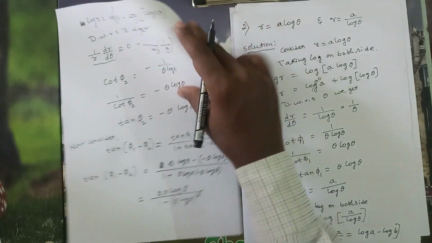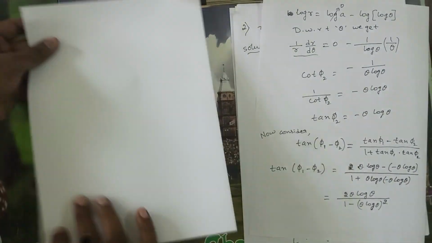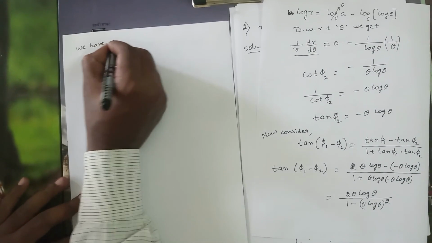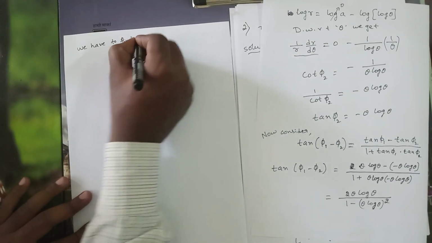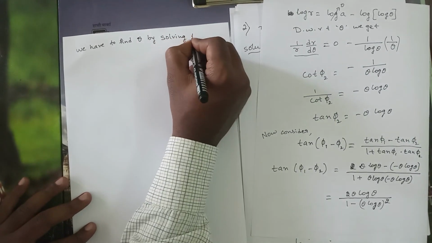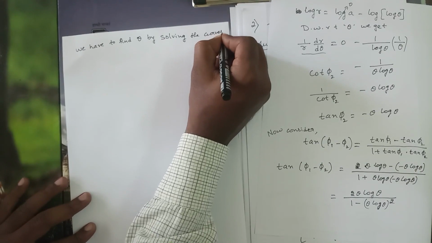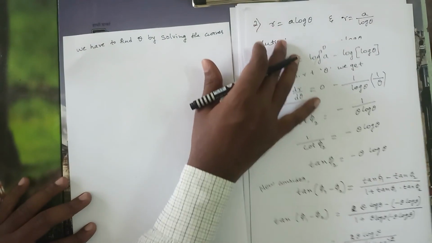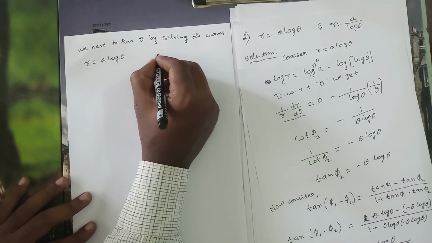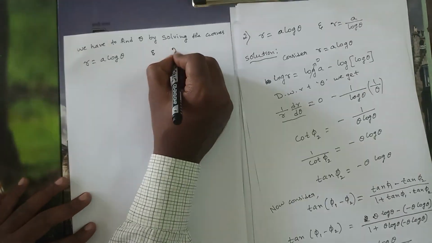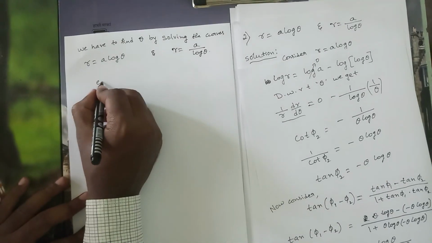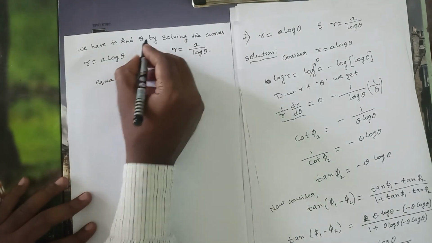We have to find the theta value. So what I'll do here, we have to find theta by solving the curves. So what are the curves they gave? They gave two curves: r equals a log theta, and another one, r equals a divided by log theta. So equating, we have to find out the theta value.